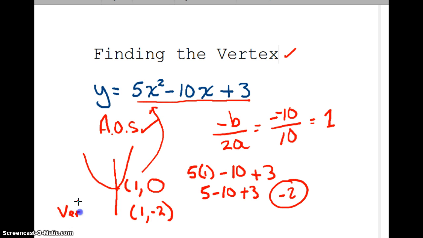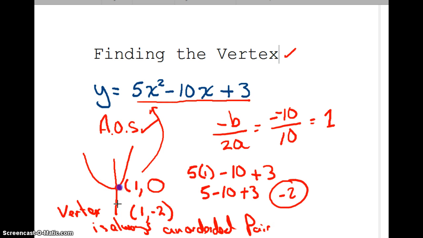My vertex is always an ordered pair. Okay? My vertex is a point, the lowest or highest point on my parabola, and it is always labeled as an ordered pair. My axis of symmetry is always labeled as an equation because it is a line, and it is the axis of symmetry that separates my parabola into two equal parts.